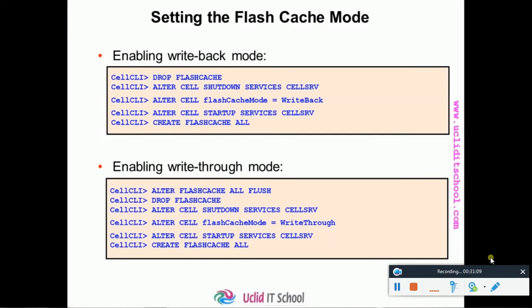Similarly, whenever you want to switch to write through mode from write back mode, these are the steps. First, you have to flush the flash cache contents, then drop the flash cache. Again, follow the same approach. You shut down the cell service, alter the cell, set the flash cache mode to write through, then start the cell service, then create the flash cache. Okay, so this is the procedure.